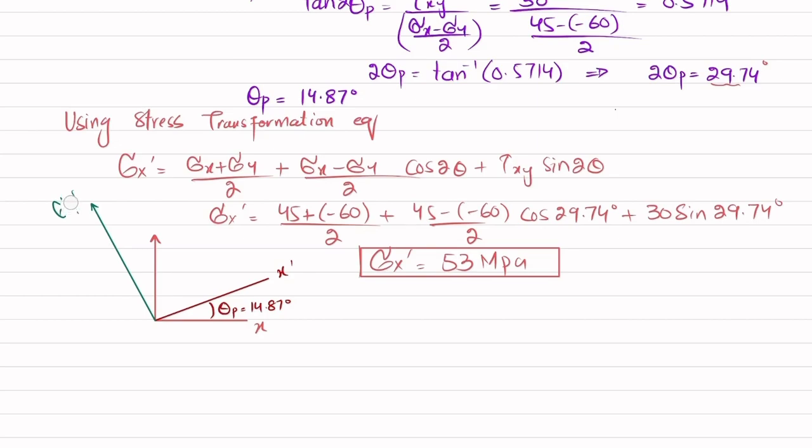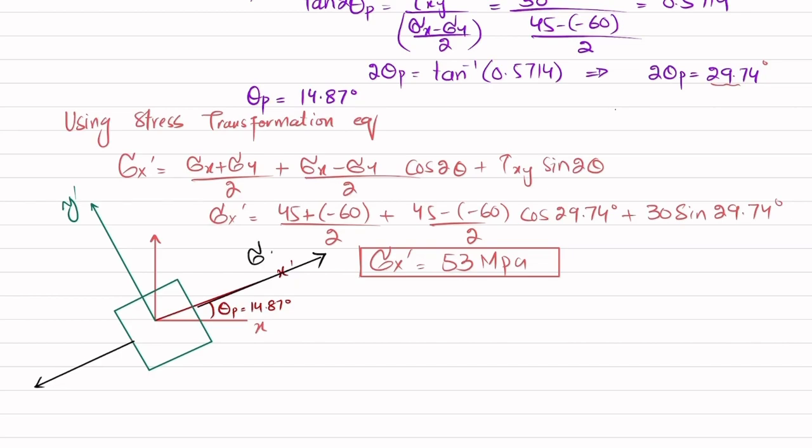So correct it. Sigma y dash. If you draw the element like this, clear, the state of the element like this, it means that your sigma x dash will be this one, which is positive. This will be your sigma x dash.